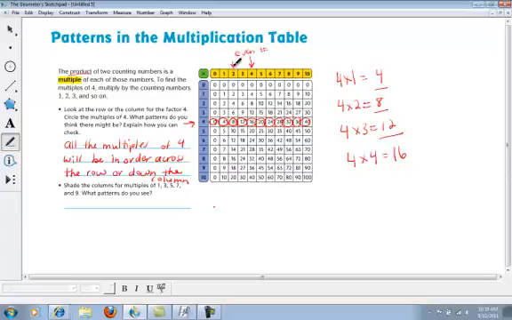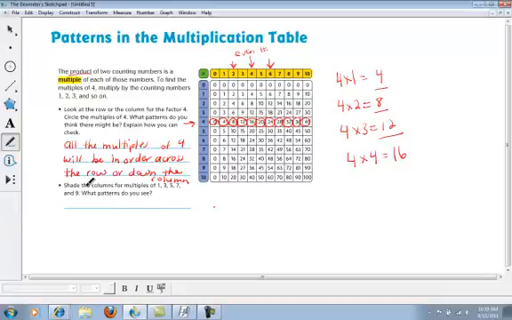2 is another even number. Let's look at all the multiples of 2. 2, 4, 6, 8, 10, 12, 14, 16, 18, 20. Yep, all those are even. Let's try another even number. What's another even number between 0 and 10? Yep, 6 is one. So let's look down our 6 column and see if we see all even numbers. Looks like they're all even to me. Pretty neat.